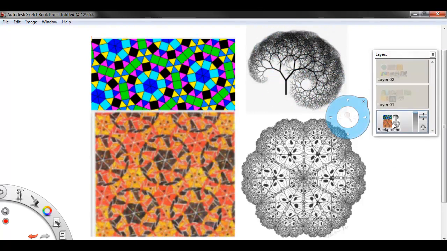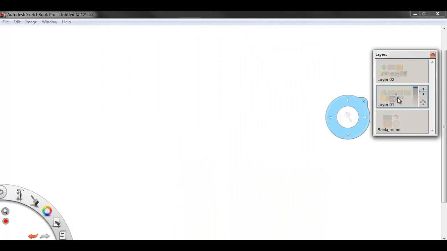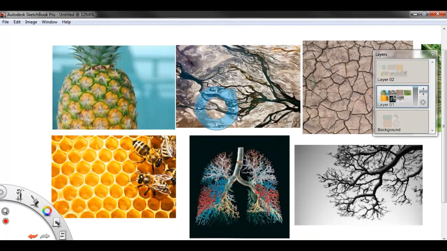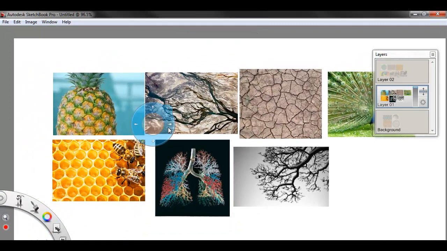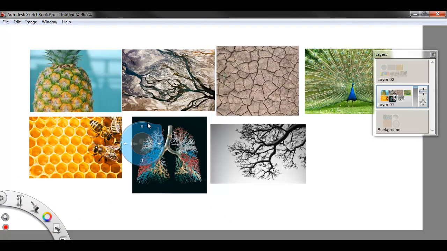Okay, so these are hand-drawn ones. Let's take a look at some other ones. These are fractals that appear in nature. Let me zoom out a little bit. Fractals and tessellations that appear in nature.